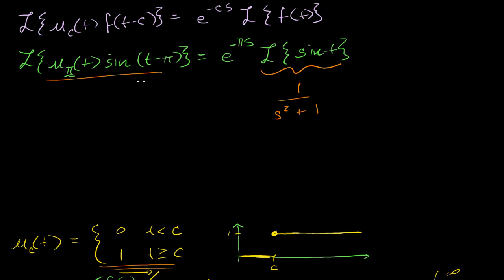So the Laplace transform of this thing here, which before this video seemed like something crazy, we now know is this times this. So it's e to the minus pi s times this, or we could just write it as e to the minus pi s over s squared plus 1.